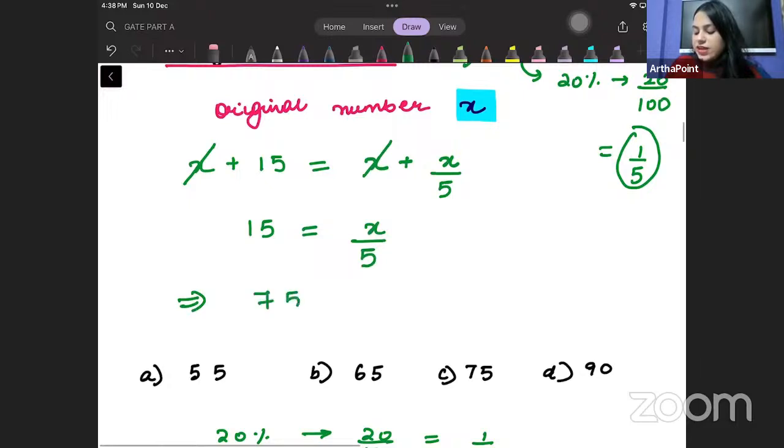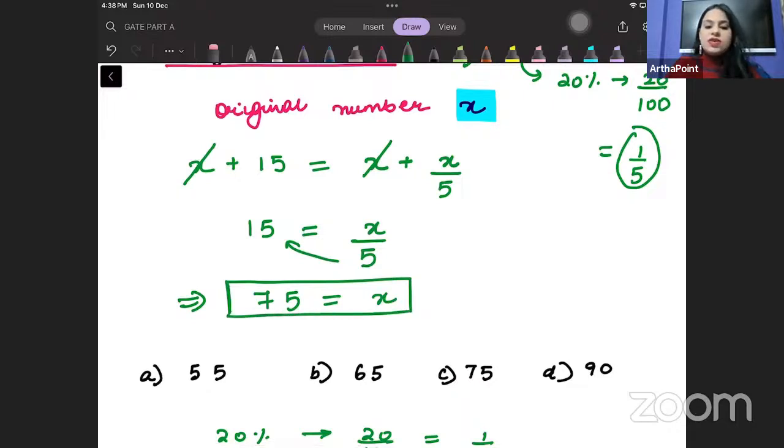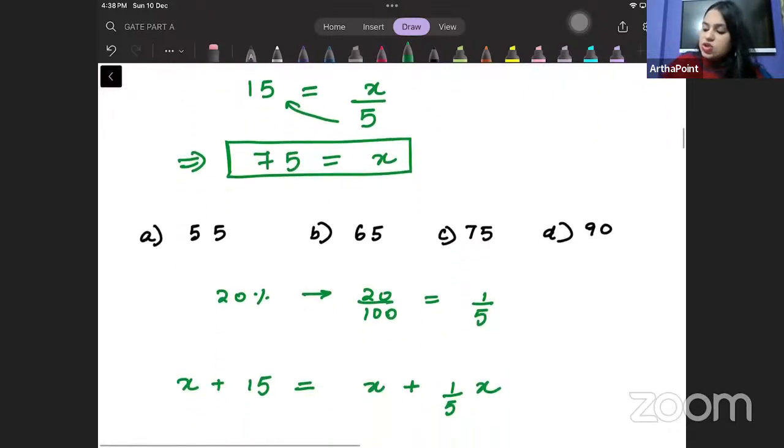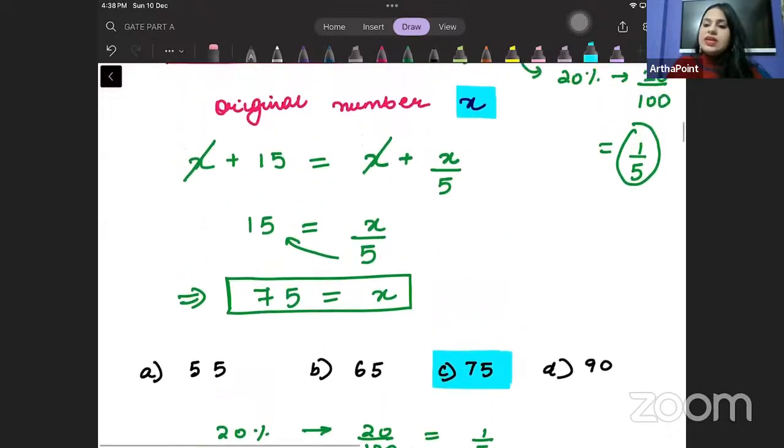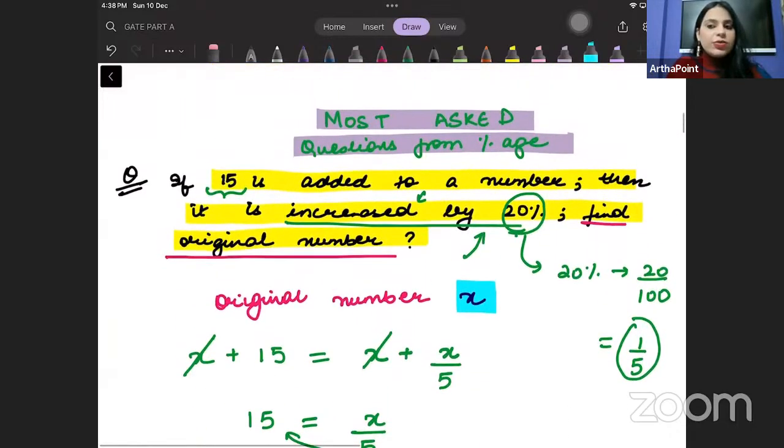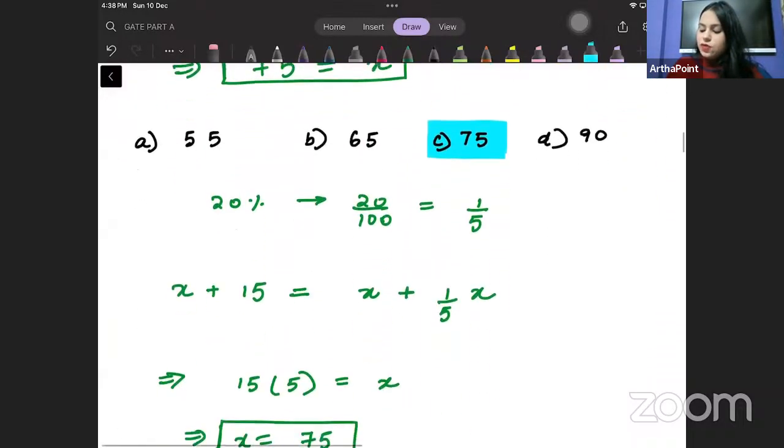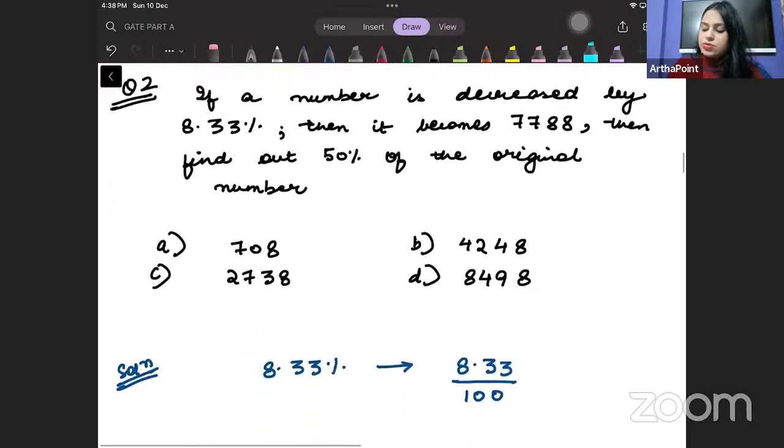So 75. ये यहाँ चला जाएगा. 15 into 5 is 75 is equal to x. So 75 is equal to x. So beta, what is your original number? Your original number will be 75. क्या हो जाएगा original number? It will be 75. Clear हुई ये बात बेटा? Okay बेटा, now look into the second question for the day. Question देखो, read it out.